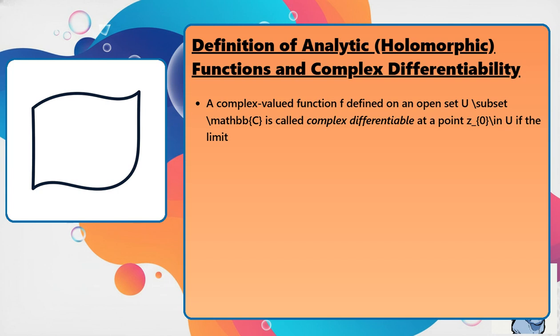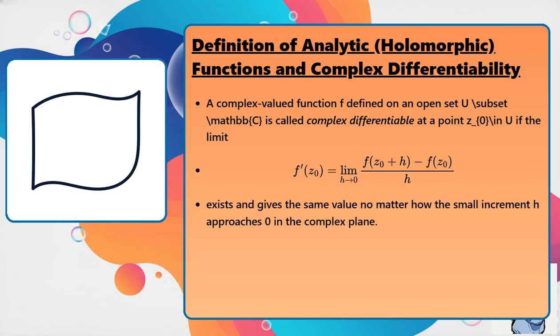A complex valued function f defined on an open set U subset of ℂ is called complex differentiable at a point z0 in U if the limit f'(z0) = limit as h approaches 0 of [f(z0 + h) − f(z0)] / h exists and gives the same value no matter how the small increment h approaches 0 in the complex plane.